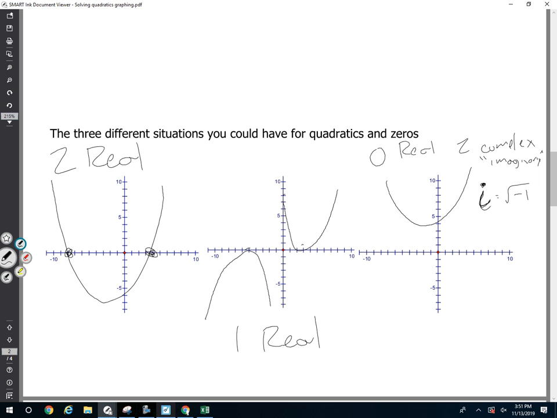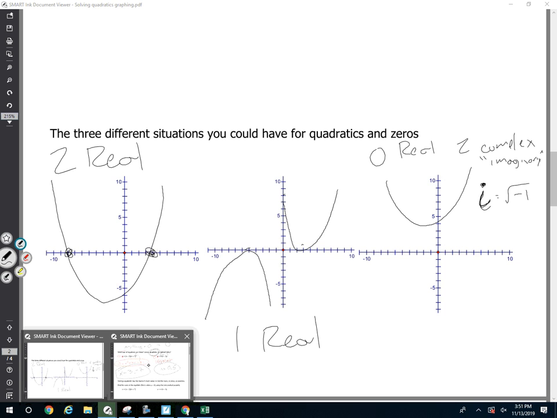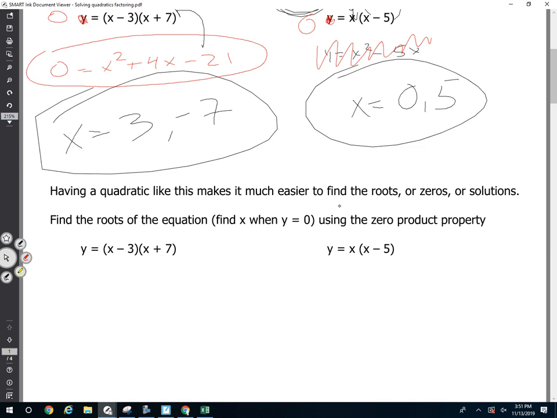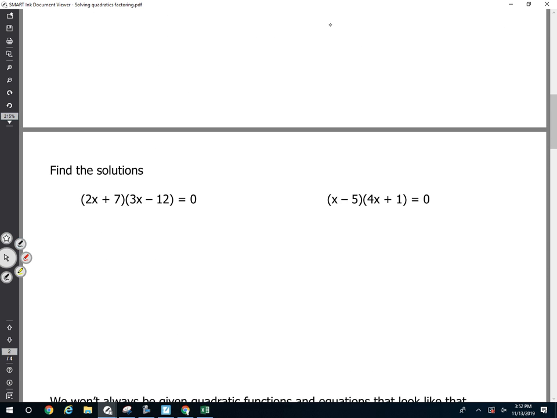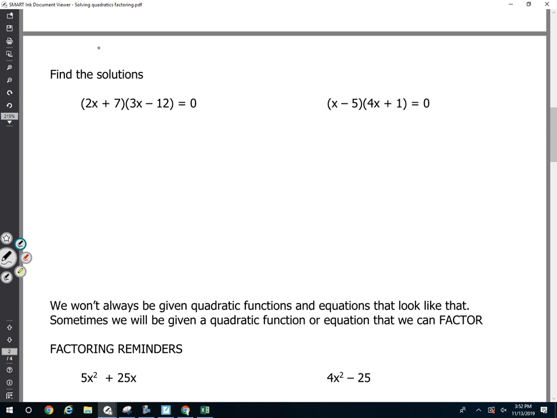Okay, cool. But for most of the situations we're going to deal with the rest of the class, we're talking about 2 solutions. It's easy to find them if they are in factored form. If you see a factored form, boom, 3, -7, boom, 0 and 5. If they're in factored form, but it's a little bit crazy, it's still going to be easier to find them quickly than using any other method. But this is a little bit more difficult. We got 2x plus 7 times 3x minus 12.